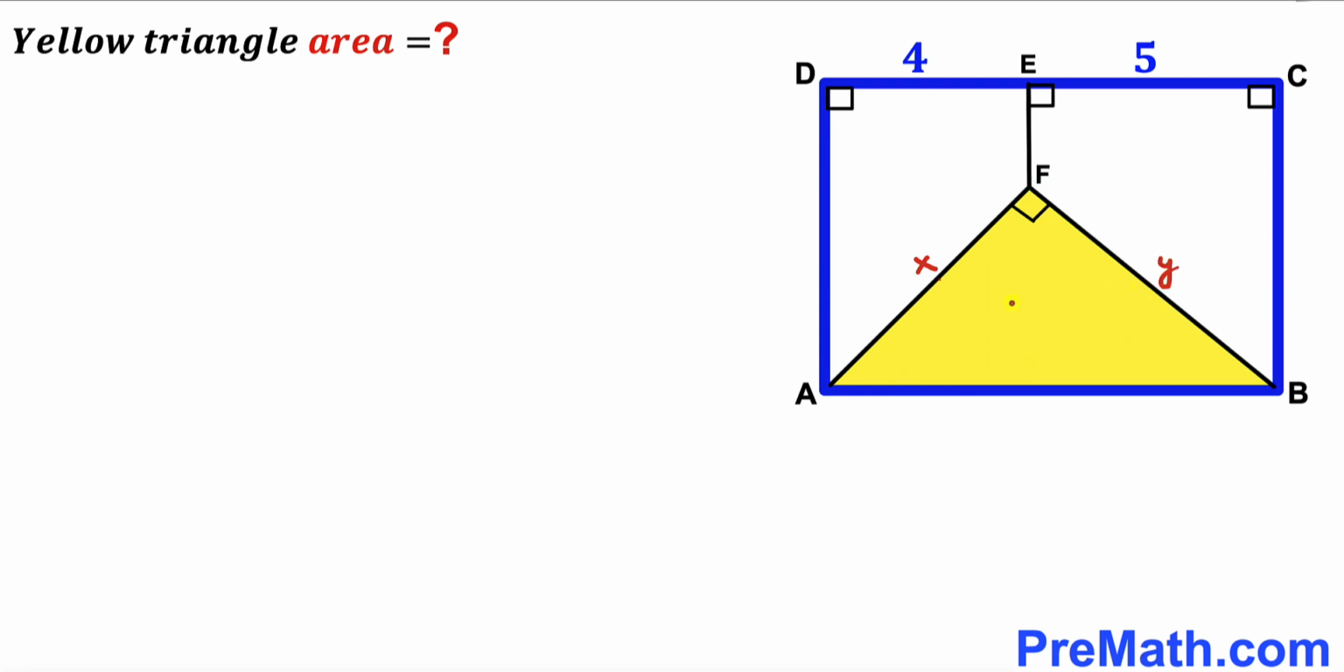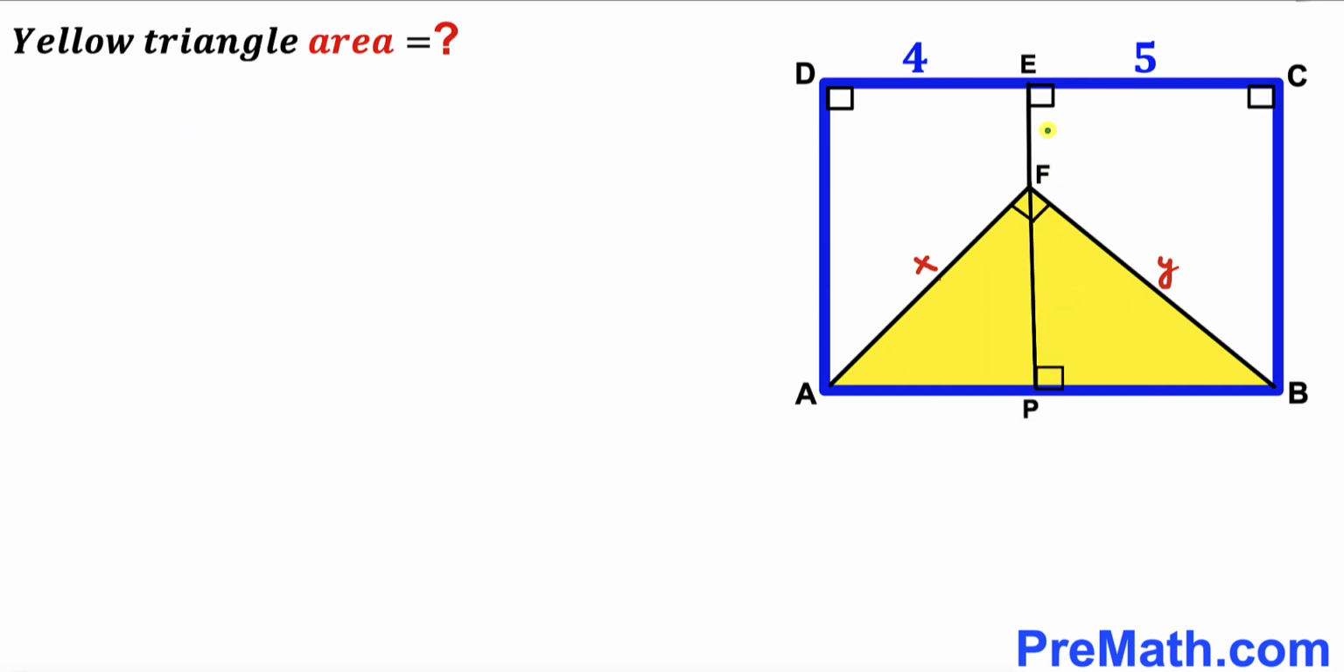Since we are interested in calculating the area of this yellow shaded triangle, let's recall the area of a triangle formula. Area is always equal to a half times base times the height. For this yellow shaded triangle, this side is our base and this side is the height. So our task is to find the value of X and the value of Y before we can calculate the area.